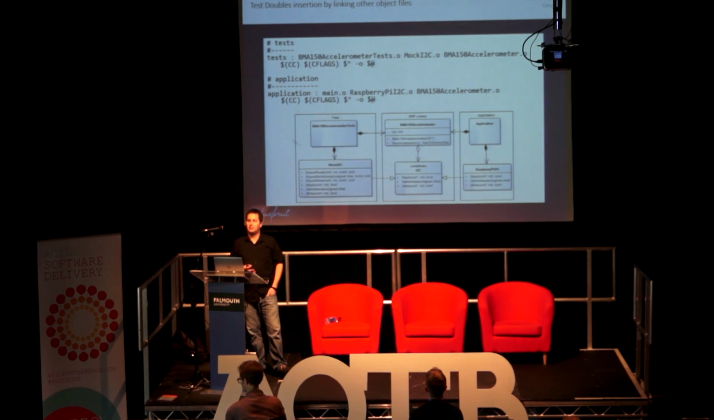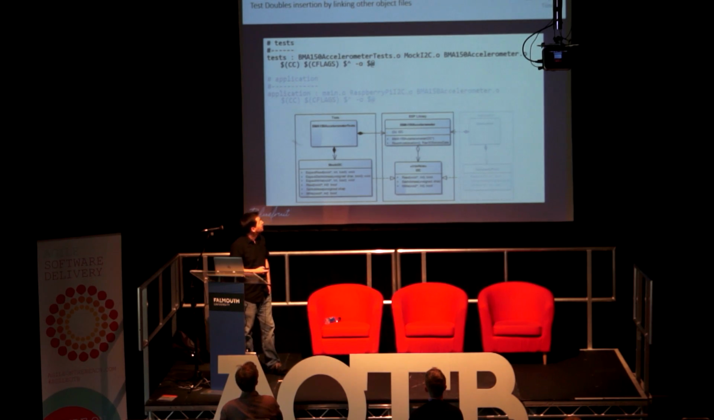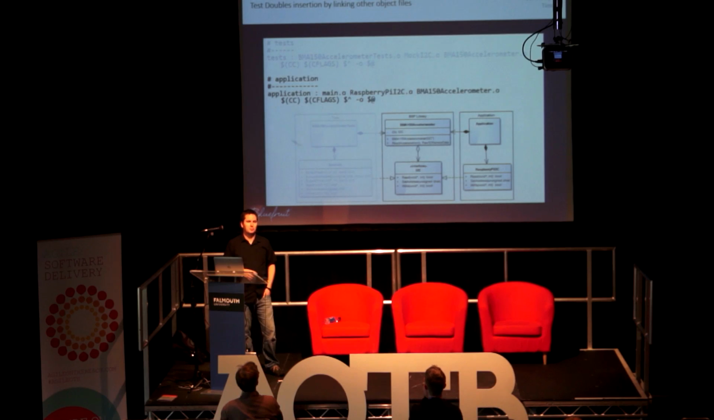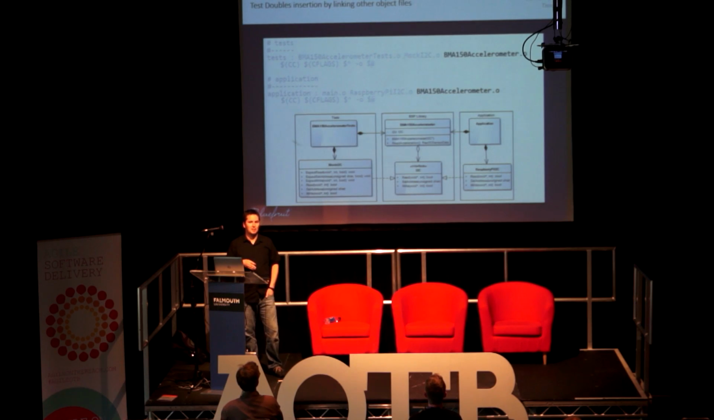This can be easily achieved using a make file. When I want to build the tests, I link the mock I2C object file and the tests object file. So this is actually where I'm inserting the test double I have control over. And when I want to build the application, I link the Raspberry Pi I2C object file and the application object file. In both builds, I'm linking the same BMA150 accelerometer object file. So I'm testing as close as I possibly can the code that's actually going to end up in the final application.